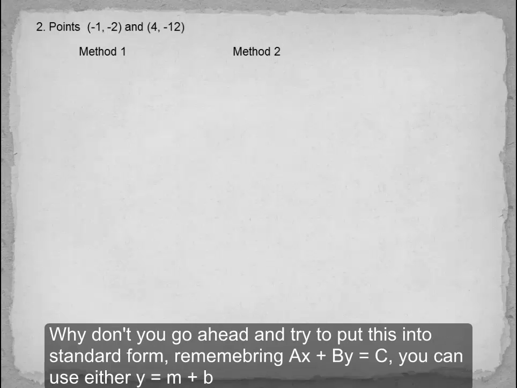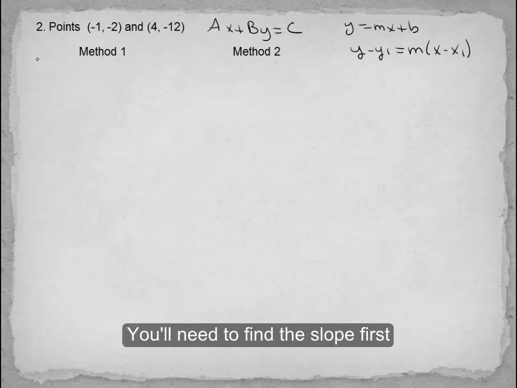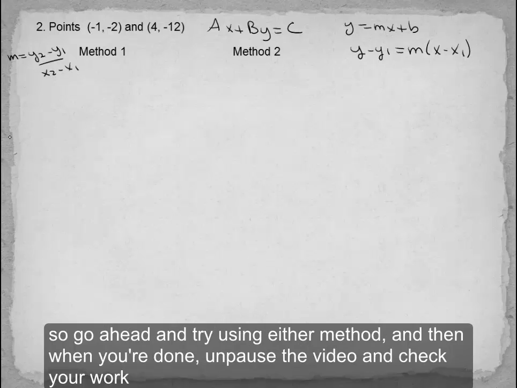Okay, why don't you go ahead and try to put this into standard form, remembering ax plus by equals c. You can use either y equals mx plus b or y minus y1 is equal to m times x minus x1. You'll need to find the slope first. So go ahead and try using either method, and then when you're done, unpause the video and check your work.